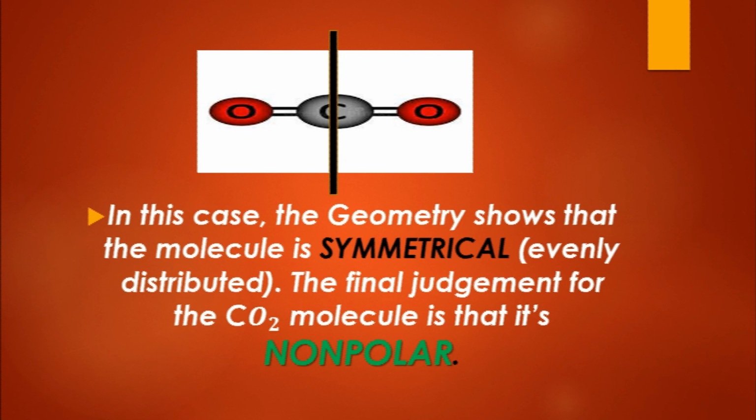Okay, let's use it in the carbon dioxide molecule. As we can see in the structure and as we divide it into two, both sides have equal parts. So in this case, the geometry shows that the molecule is symmetrical. So the final judgment for the carbon dioxide molecule is that it is a non-polar molecule. And that's it. Using those three ways, we determined that carbon dioxide is a non-polar molecule.